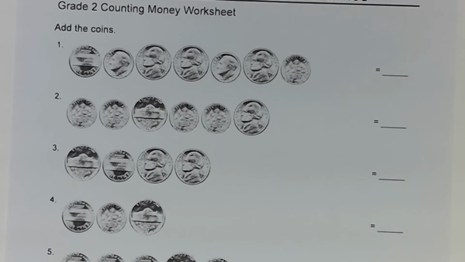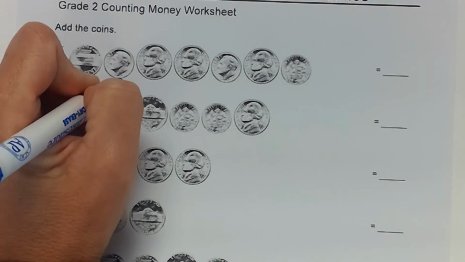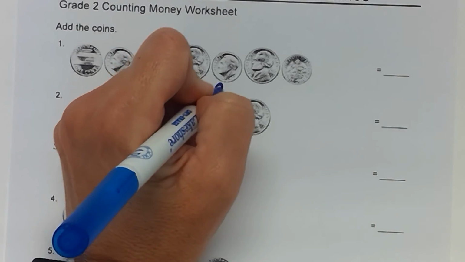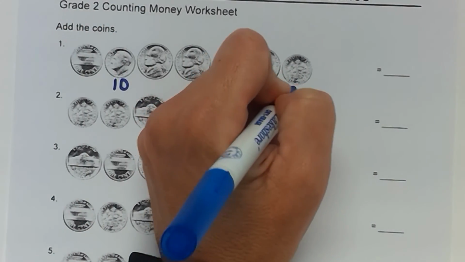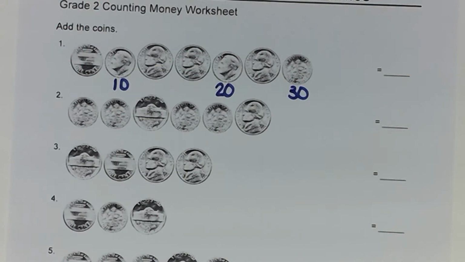So what coin are we going to start with? We're going to start with the coin that has the greatest value, which is the dime. And so we could start skip counting. 10, 20, 30. There's no more dimes, so now we're going to move to the next coin. What's the next largest coin in value? That would be the nickel. How much is the nickel worth? It's worth 5 cents. So we're not going to count by tens anymore, we're going to count by 5s.